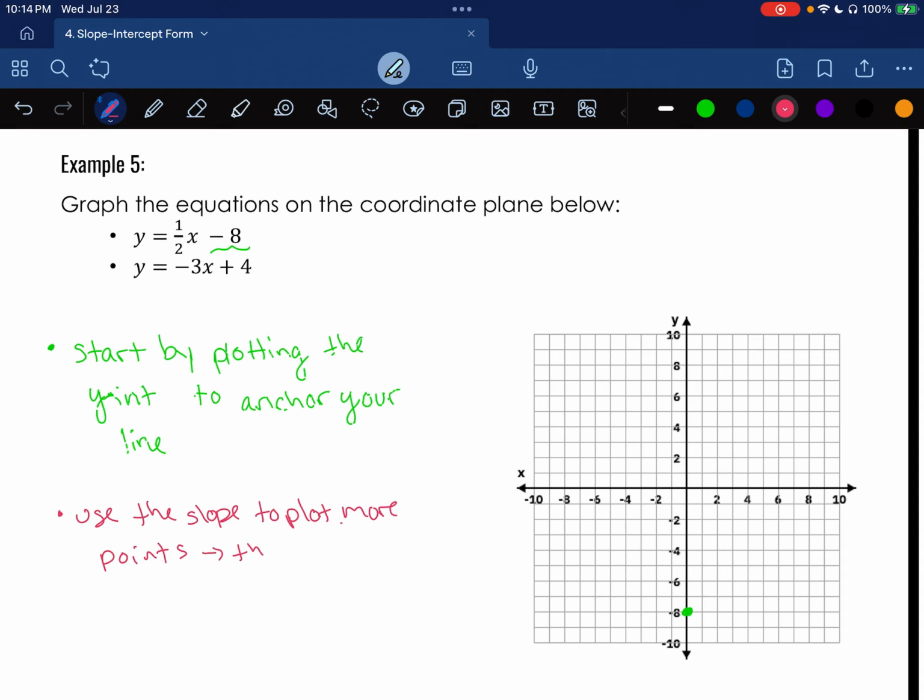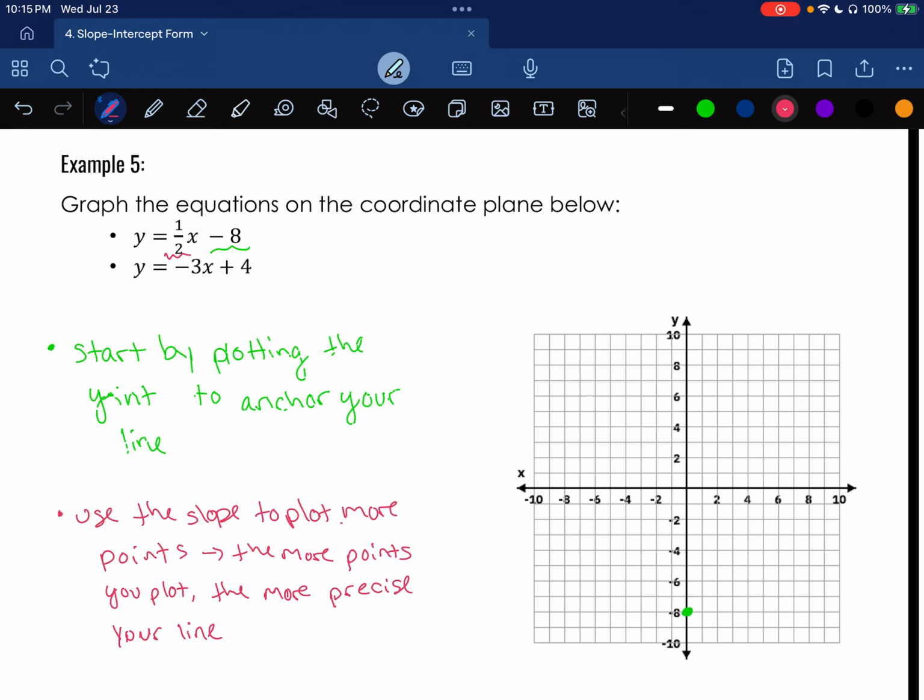So if my slope is 1/2, that means that I am going up 1 and then over 2, up 1 over 2, up 1 over 2, and so on, like so. Then I can connect the dots. That is our first one.